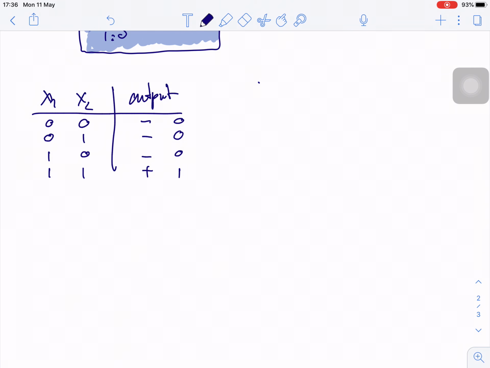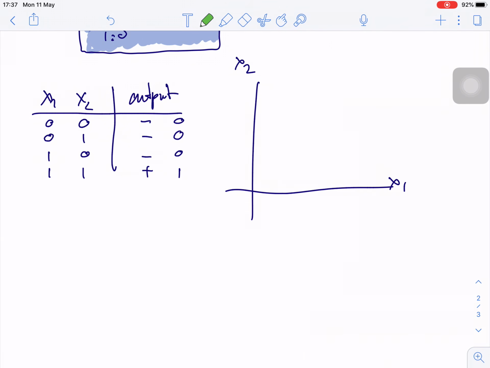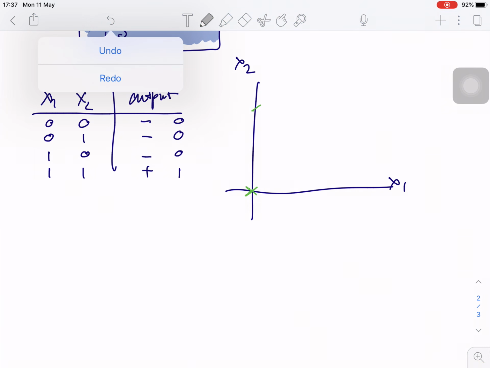Okay, so if we plot a graph here, if this one is x1, this one is x2, you can see that for our data, this one is the negative class, this one is the negative class, this one is the negative class, and this one is the, sorry, I'd like to change the color a moment. This one is negative, negative, negative, and this one is the positive class. Okay, and this one is 0 and 1, 1.